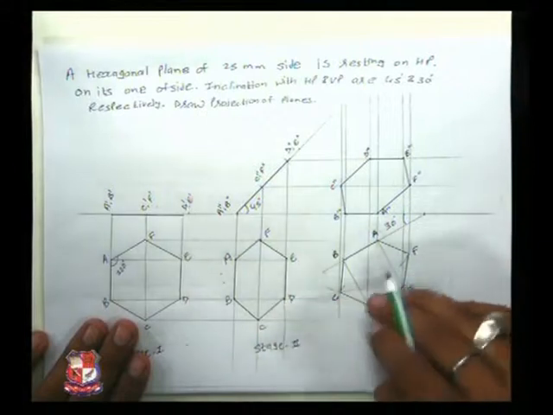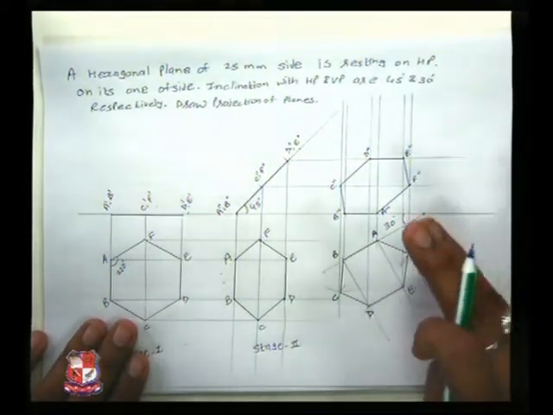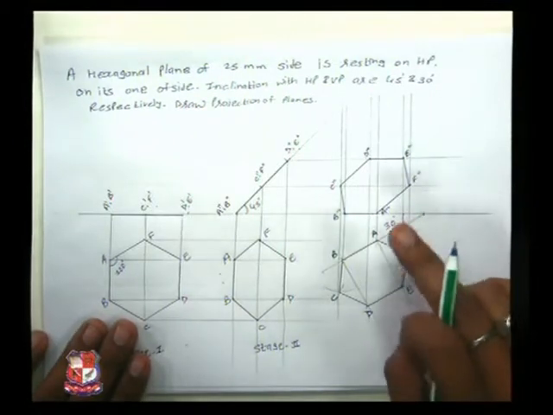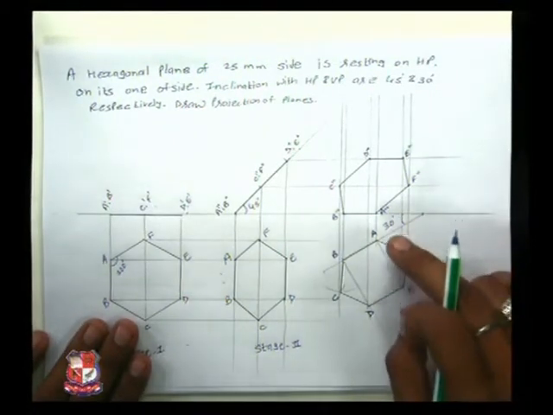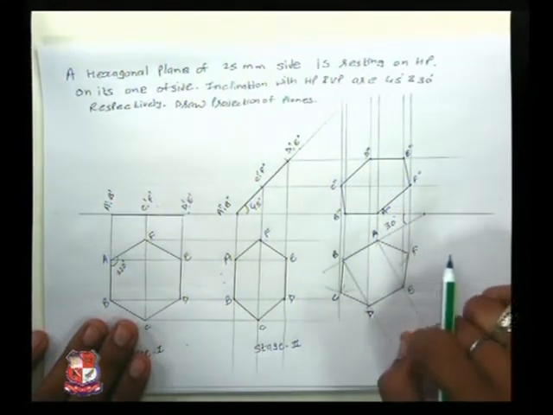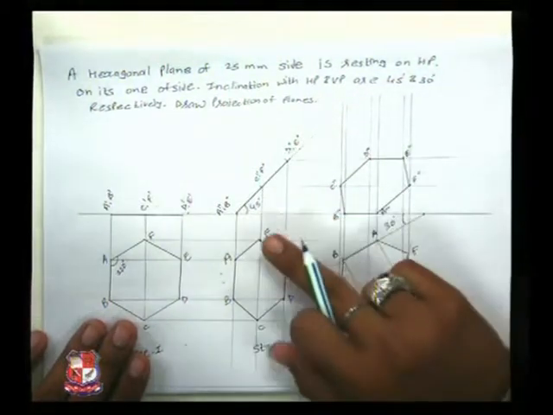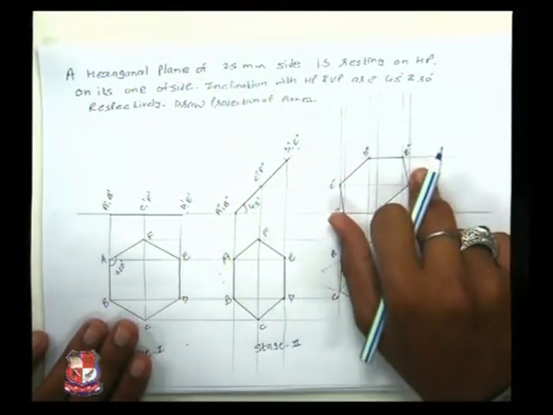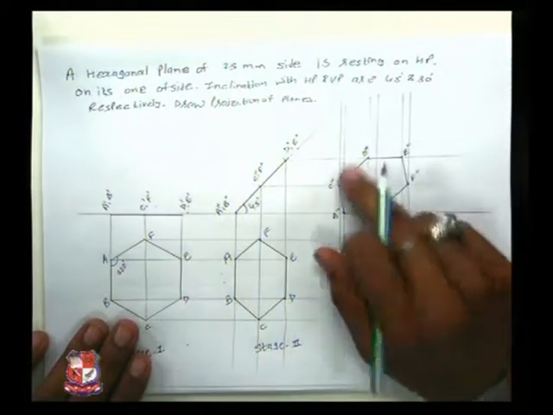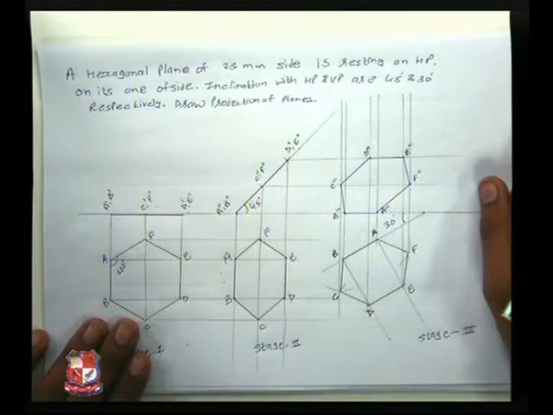Now I have taken the replica of the same stage 2 over here in stage 3. In stage 3 we have incorporated the VP angle, that is 30 degrees. So we have incorporated 30 degrees to this. We have taken the vertical projections matching with this horizontal projections, and we have got our final object. So this is how we can draw projections of a plane.